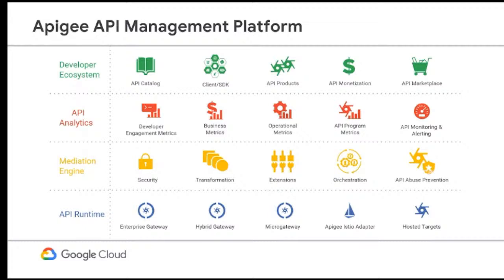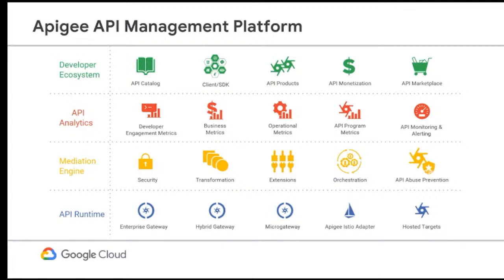Then APG has something called the mediation engine, which is nothing but your actual processing engine, where the actual processing happens. In the mediation engine, you can take care of security, transformation, and connect to different extensions like GCP extensions. You can do orchestration, and API abuse prevention, all those kinds of things can be done in mediation.